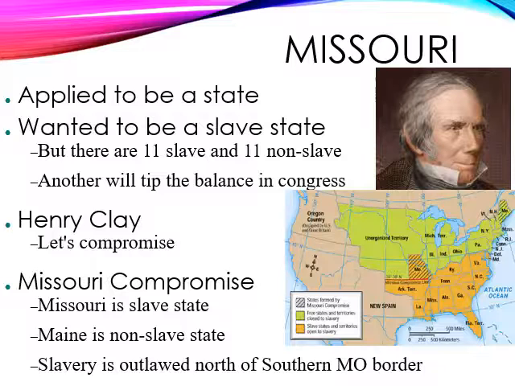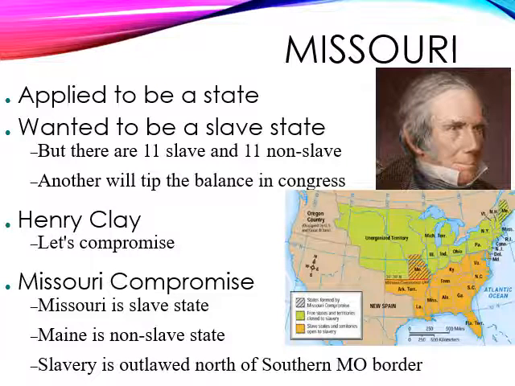So while this sectionalism is happening, Missouri is ready. They have applied, they've gone through being a territory, they have the right amount of people, they're ready to go, and they are ready to become a state in the United States. But the problem is that they wanted to be a slave state. They really did. They wanted to come in, they wanted to have slavery, they wanted all of that. But the problem was there were 11 slave states and 11 non-slave states.